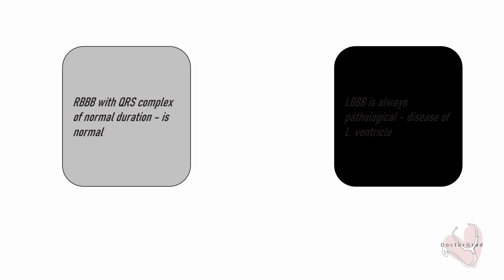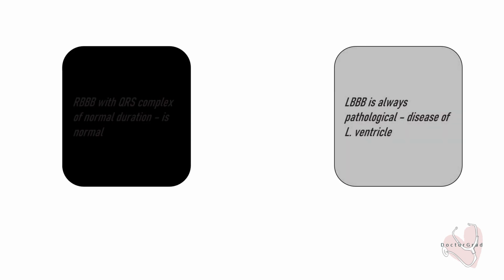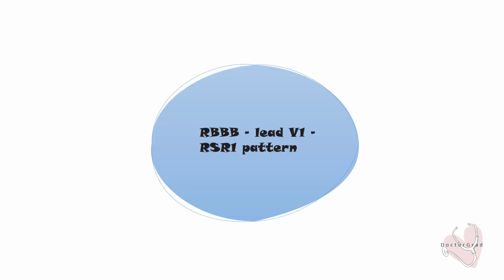And there's one note I want to remind you of. Right bundle branch block with a QRS complex of normal duration is considered normal. It's not always pathological. But left bundle branch block is usually always pathological. It's due to disease of the left ventricle. Okay, this is what we have discussed so far.